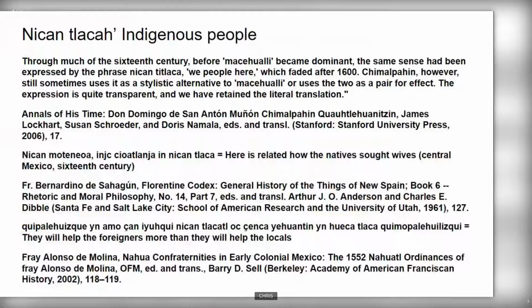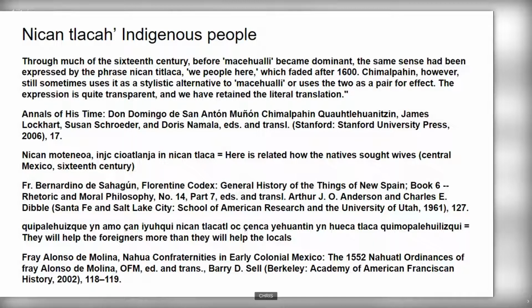So here are some examples. We're going to look at some examples of the term Nicantlaca, or indigenous people, and we're going to talk about the different ways that it's used. Through much of the 16th century, before Masewali became dominant, the same sense had been expressed by the phrase Nicantitlaca, we people here. Literally, we people here, or loosely, we indigenous people, which faded after 1600 or the 17th century.